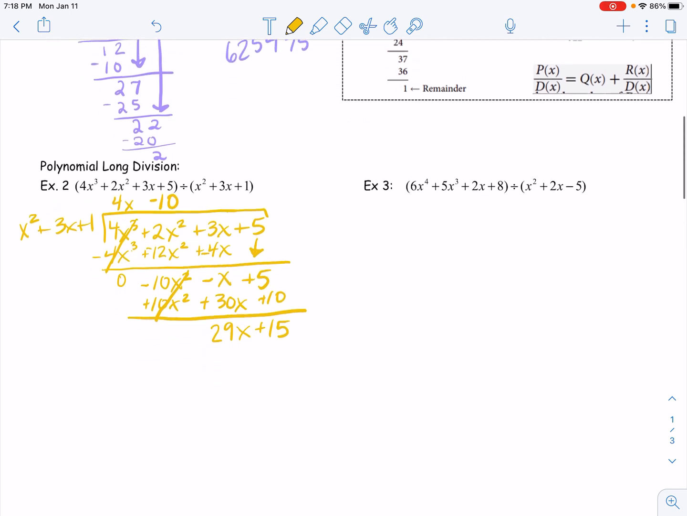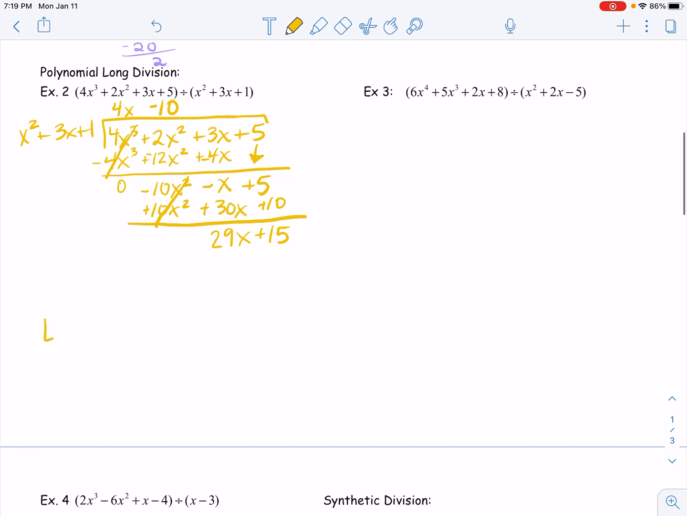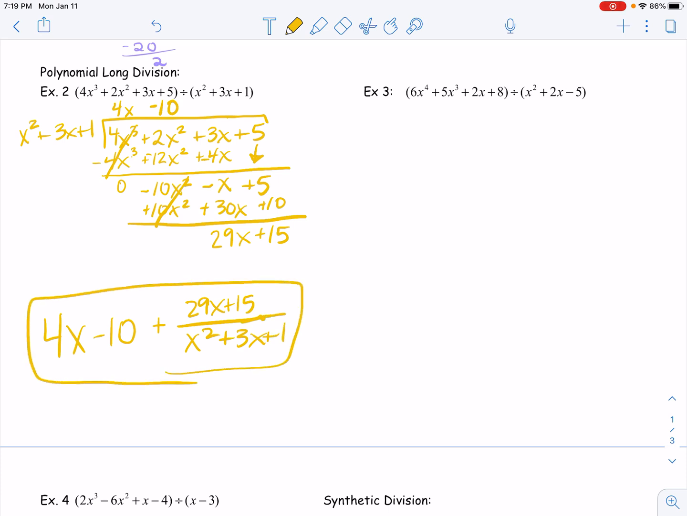So as we talked about earlier, how do we write that answer? 4x minus 10 plus our remainder over the divisor. It's always going to be a fraction if you have a remainder. Okay, so always add that fraction of the remainder. Even if this was a negative 29, we would add negative 29x plus 15 over x squared plus 3x plus 1. Okay, but it's not a negative, so we leave it.